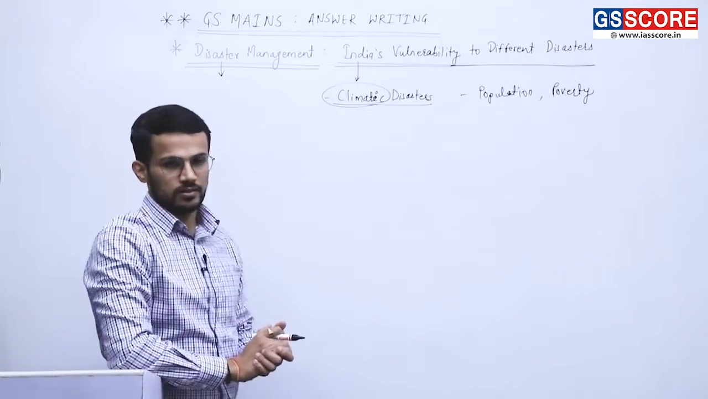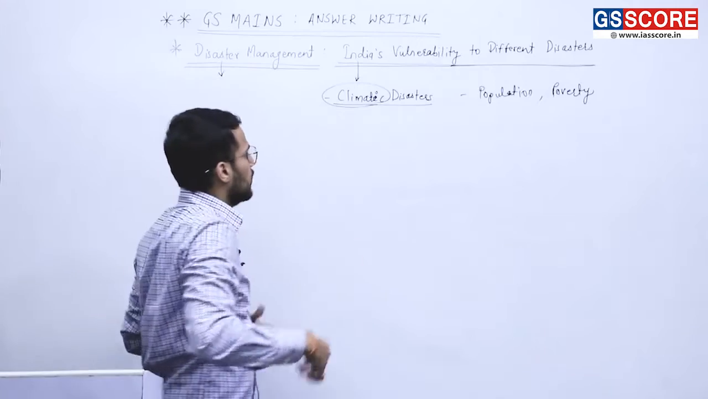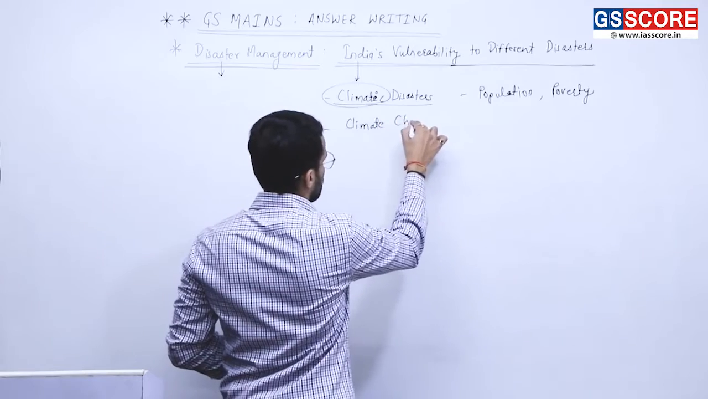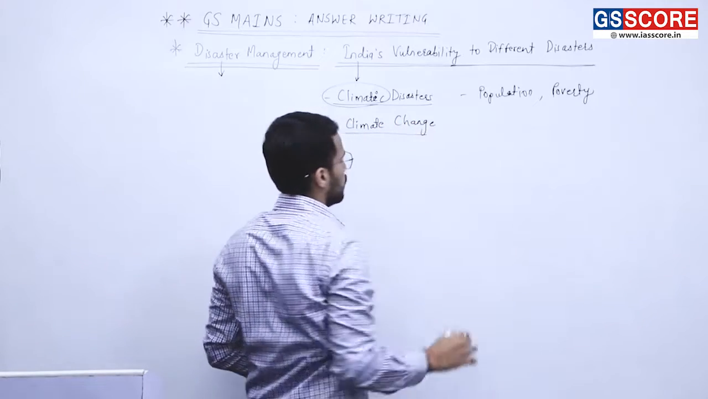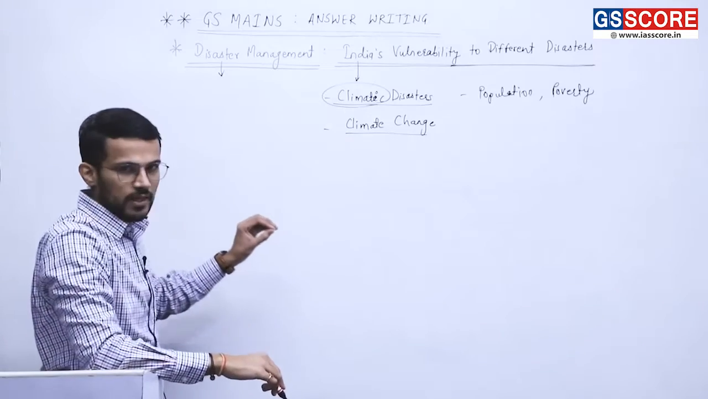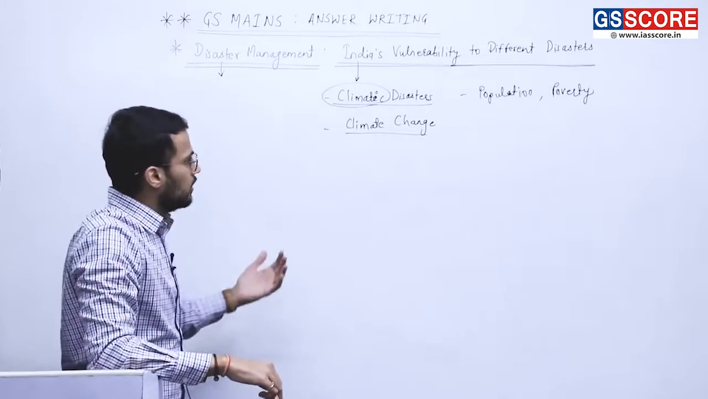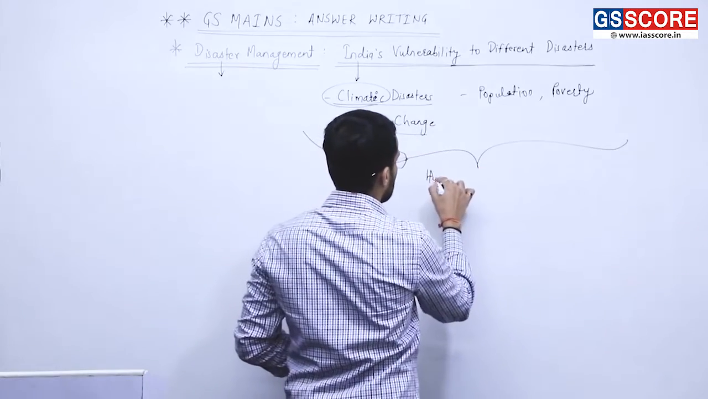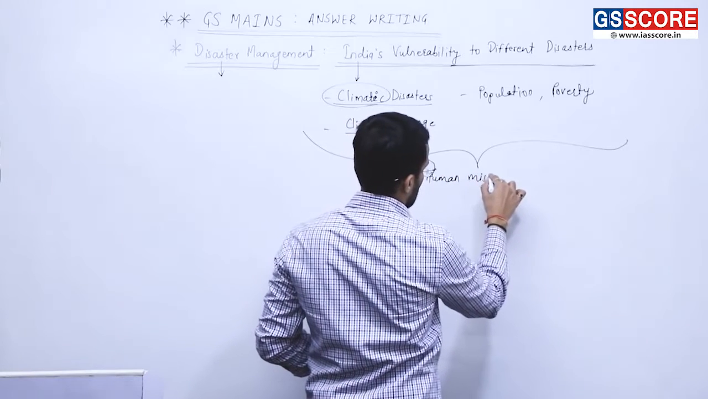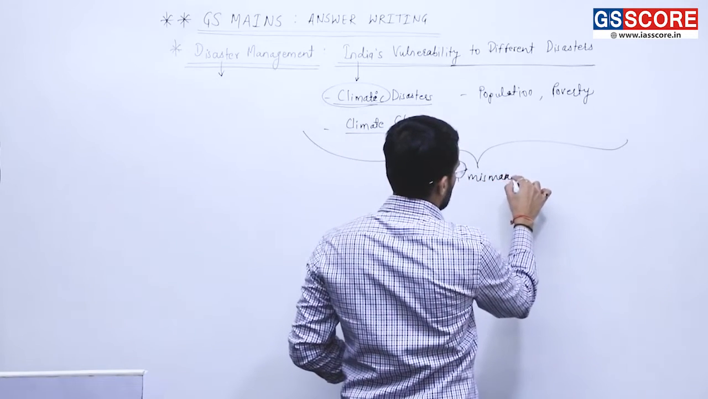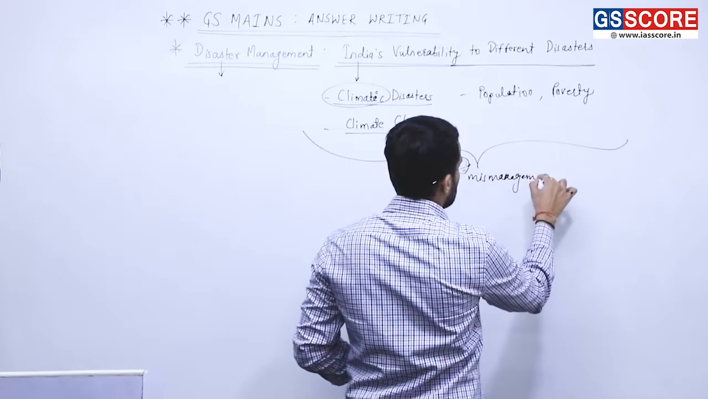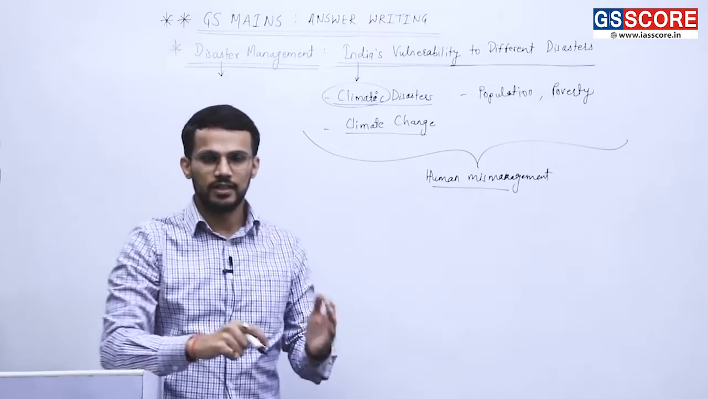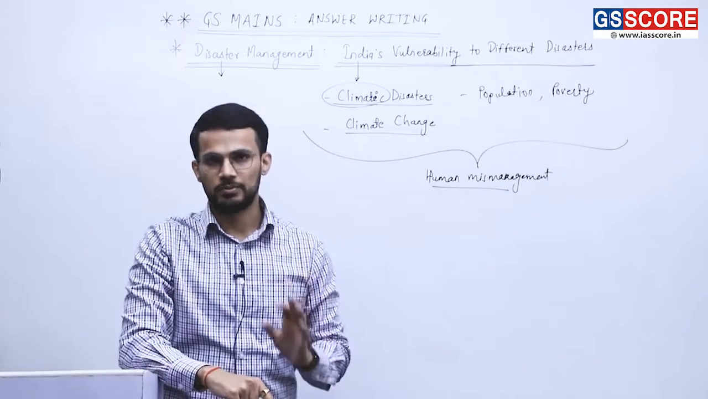So these are the factors which make India vulnerable, and added to that we have the factor of climate change as well, right? Because of these factors the disasters occur, and the intensity is getting aggravated by human mismanagement. Primarily, the disasters that we witness these days have the influence of human beings, right?